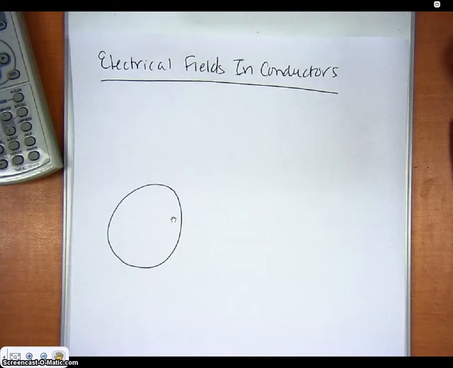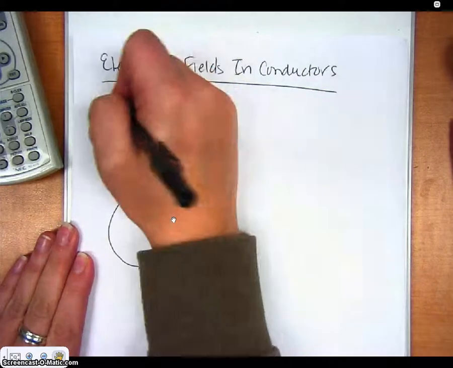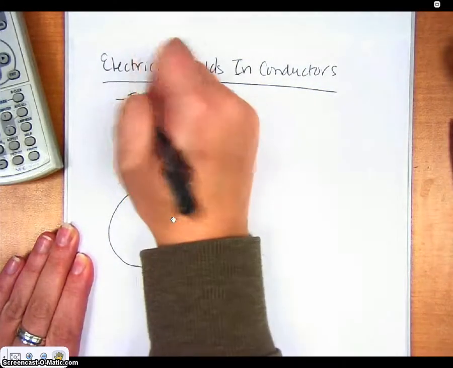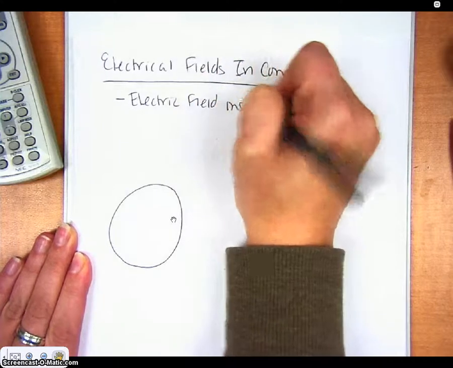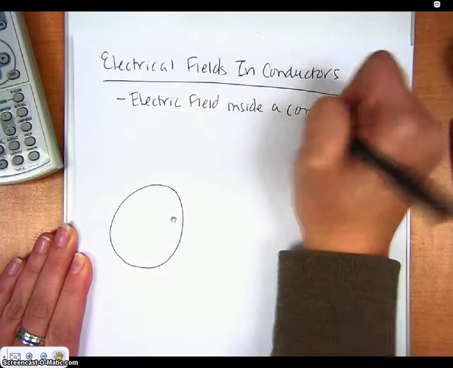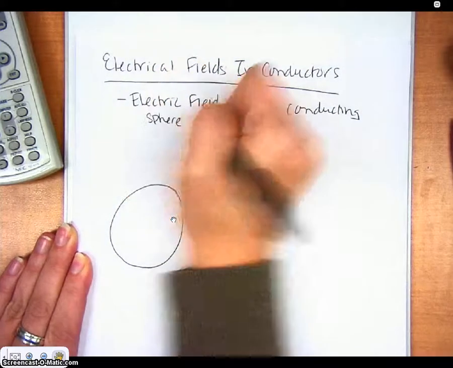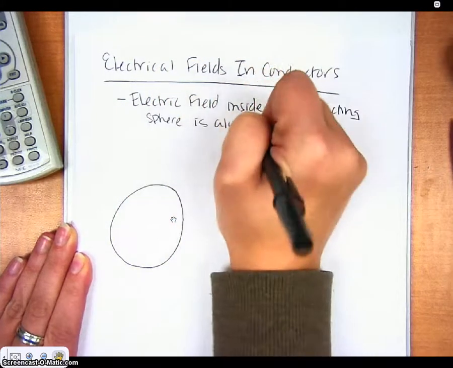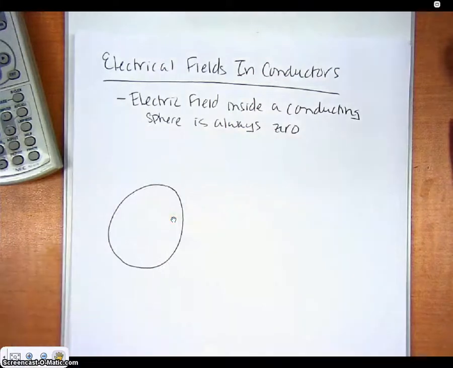Okay, so inside the conducting sphere, the electric field is zero at any point. So the electric field inside a conducting sphere is always zero, no matter where you are. You could be here, here, here, right in the middle, anywhere. The net electric field is equal to zero.